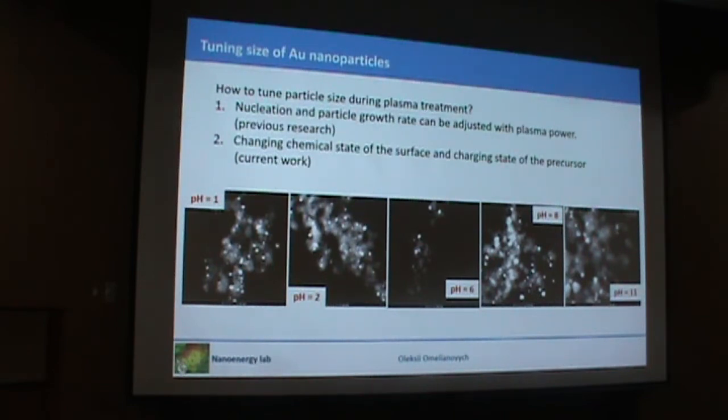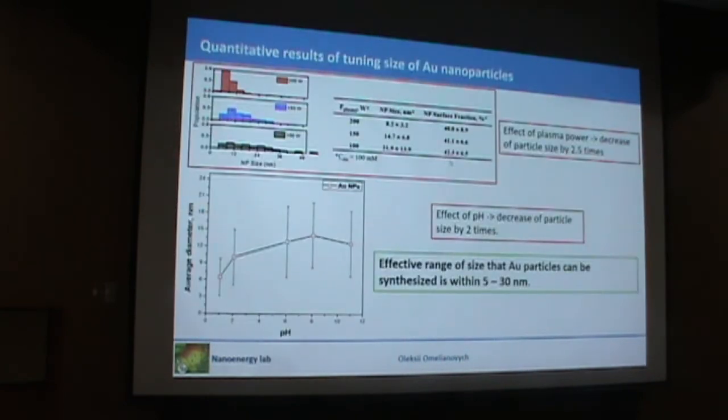Here are STEM images of the titanium dioxide gold nanopowder that was synthesized from precursor solutions of different pH concentrations. So you can see that the particle size is increasing noticeably with the increase of pH. Here are some results of the analysis.